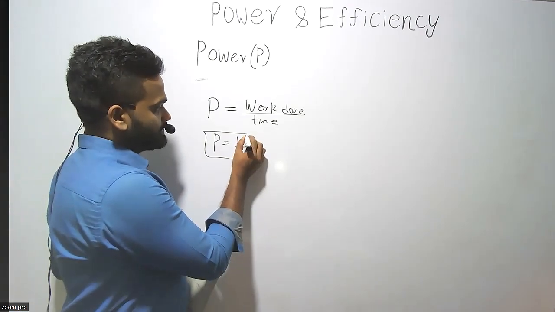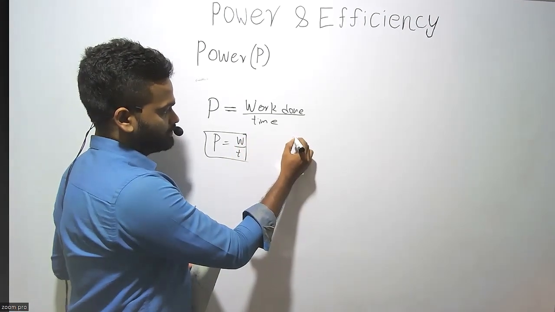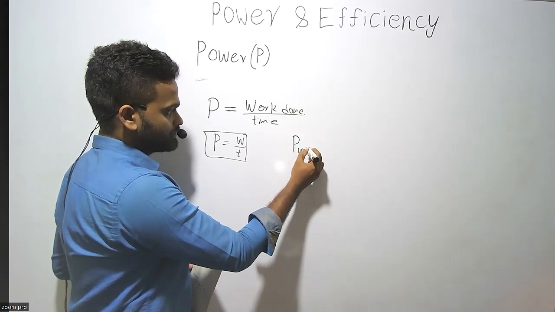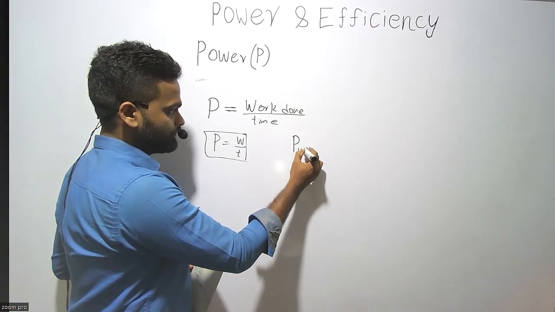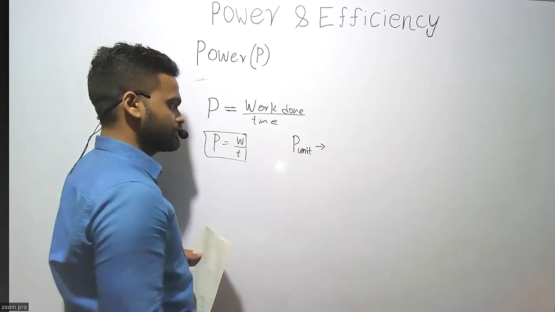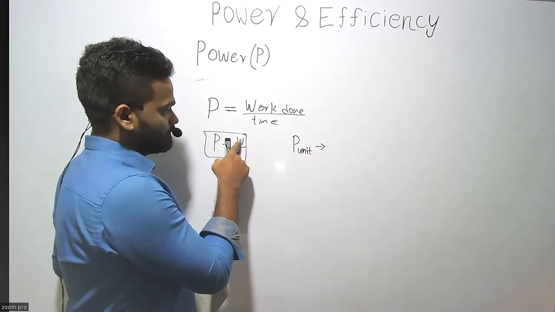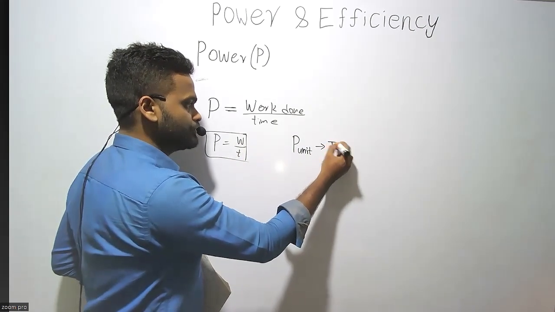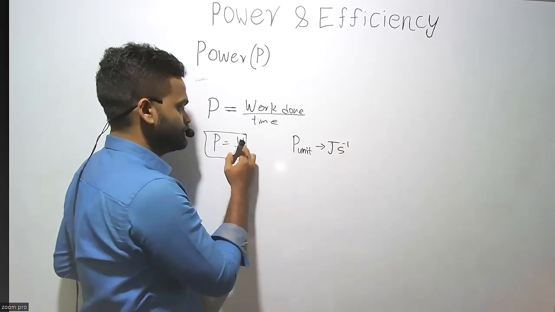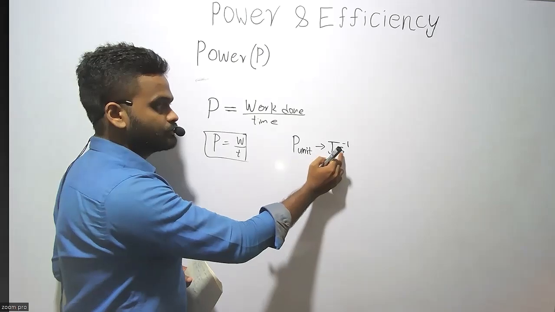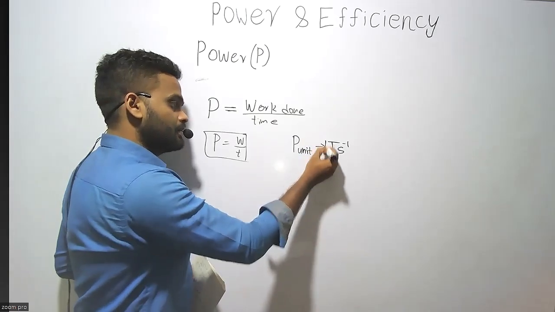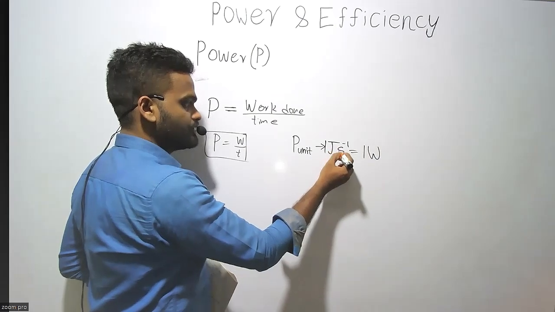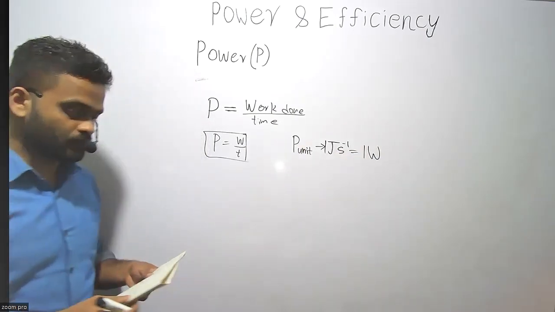So according to this one, what is the unit of power? This also is important. Unit of power. So work is measured in joules. This is seconds. So this should be joules per second, right? Joules divided by second. We can give this a single unit as watt. So 1 joule per second is equal to 1 watt. Okay.